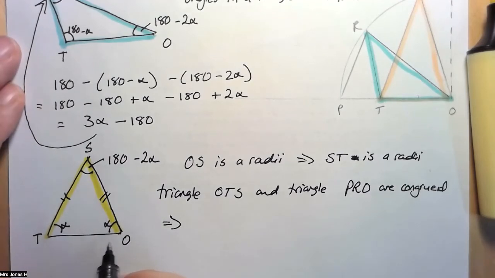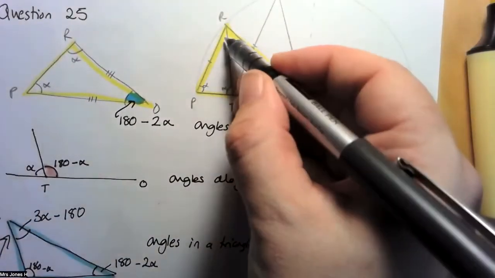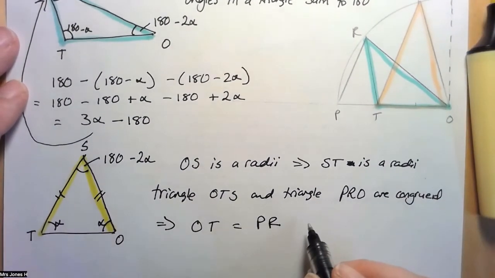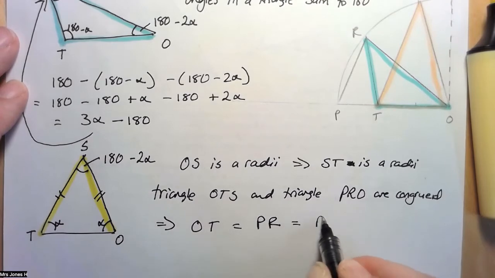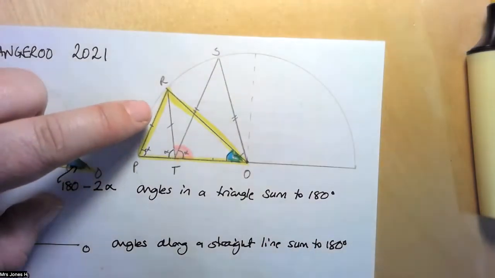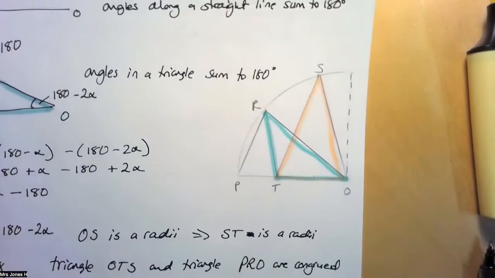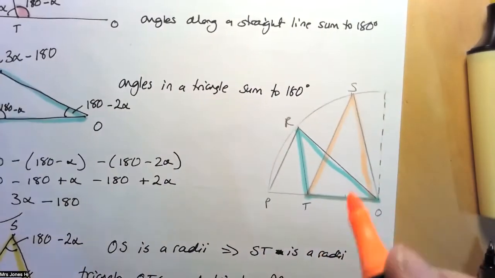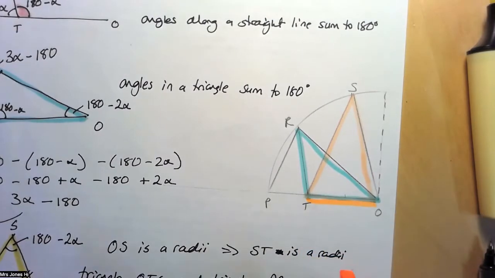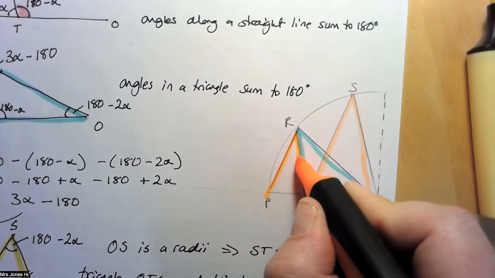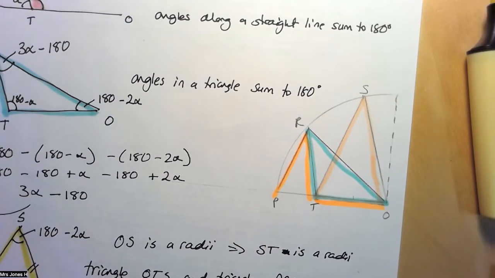Therefore, we've got the length OT here is the same as PR, which is here, and also the same as RT. So OT is that length there. In fact, let's do it on this one. So the length OT, the length PR, and the length, because that is an isosceles triangle in here, they're all going to be the same length.